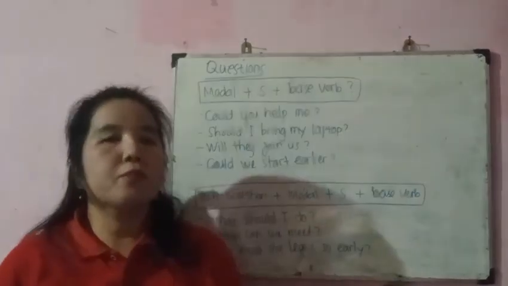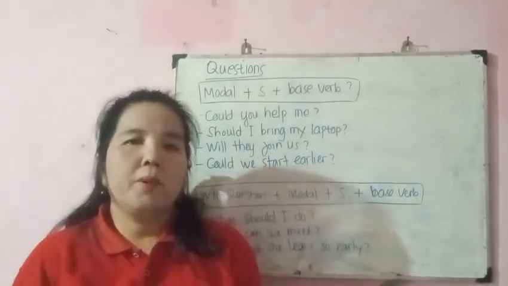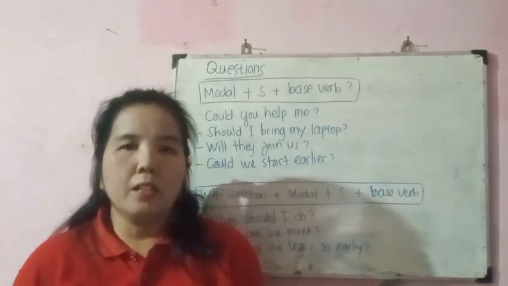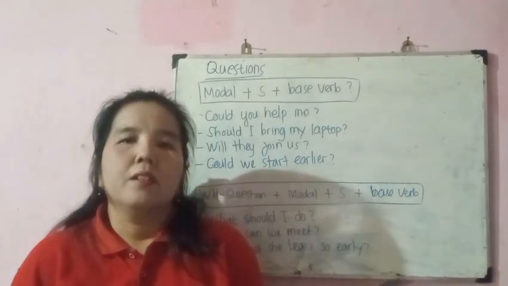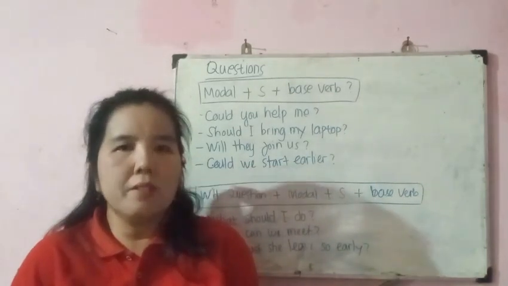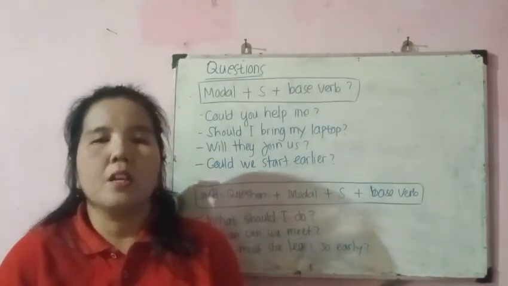Let's review all three types using the modal can. In the positive sentence, she can play the guitar. In the negative sentence, she cannot play the guitar. In the question sentence, can she play the guitar? See how simple the pattern is.